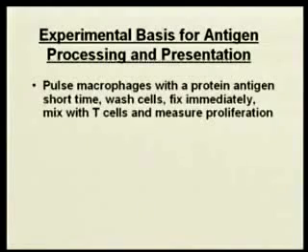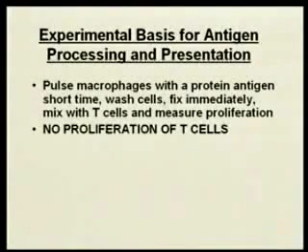Then you mix these cells, and you measure the proliferation. And it turns out, in this situation, you get no proliferation of the T cells. So the antigen is there, the antigen-presenting cell is there, everything is there, but you still don't get proliferation.